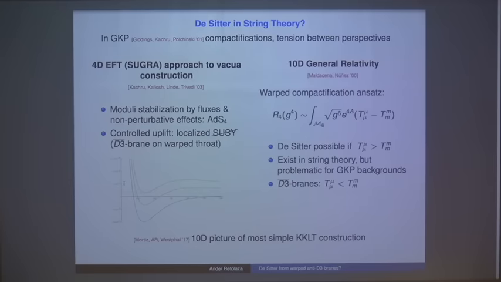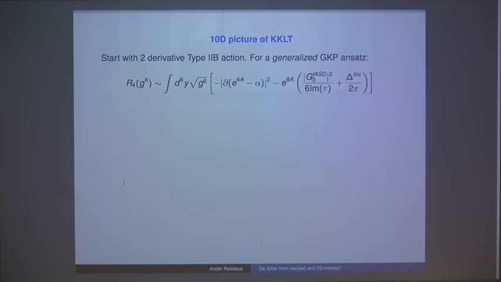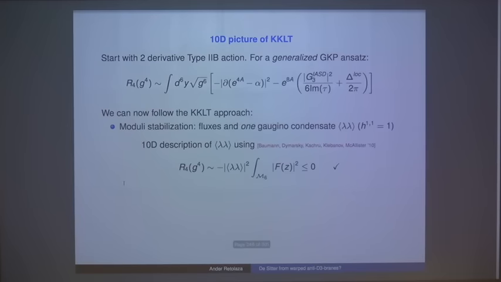So, there's some tension here, and this is why we decided to see what happens with this KKLT construction from the 10-dimensional perspective. So, what we did was to start with a two-derivative type IIB supergravity, and we took a generalized GKP ansatz, basically allowing for curvature in 4 dimensions. So, following the Maldacena-Núñez procedure, together with tadpole cancellation conditions, we obtain this expression here. So the 4D Ricci gets two negative semi-definite contributions, and there's one contribution coming from localized sources that could be either positive or negative.